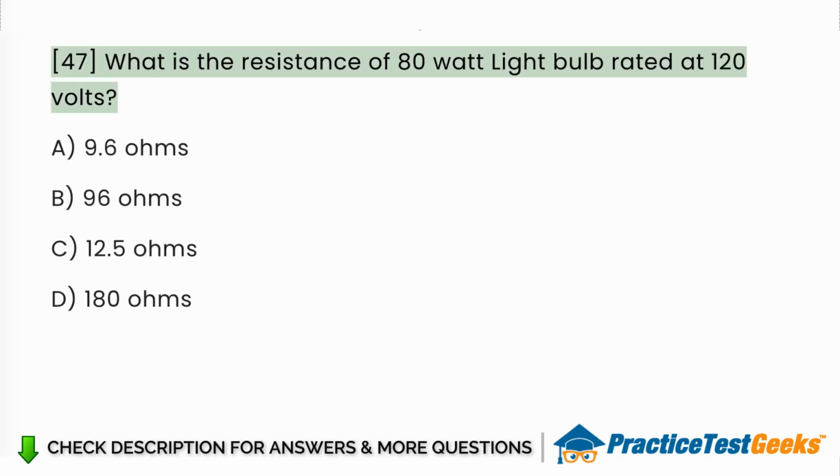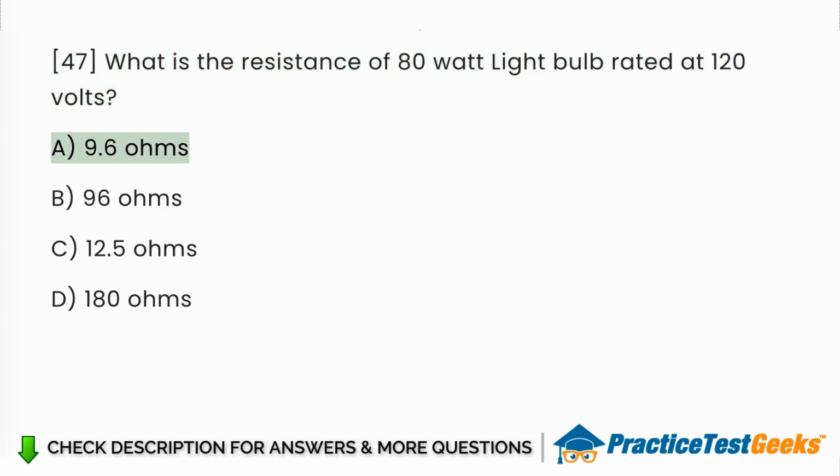What is the resistance of an 80-watt light bulb rated at 120 volts? A. 9.6 ohms. B. 96 ohms. C. 12.5 ohms. D. 180 ohms.